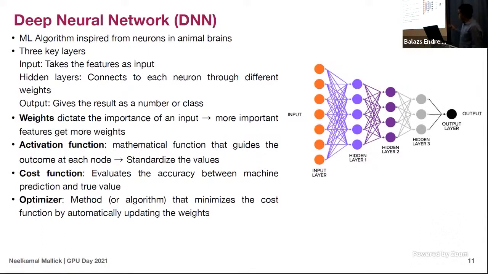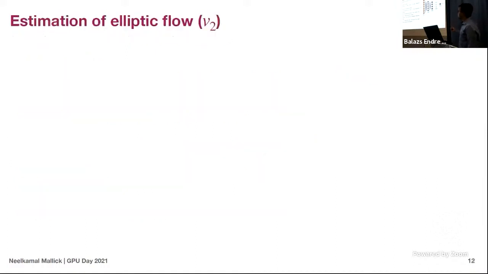These neurons actually talk to each other through different weights. And there is an activation function that normalizes the values that the weights can take. And we have the cost function. The cost function estimates the error between the true value and the model prediction. And the optimizer is the algorithm that minimizes the cost function to get a better result. By minimizing the cost function, it updates the weights associated with these neurons. So this is more or less about the deep neural network.